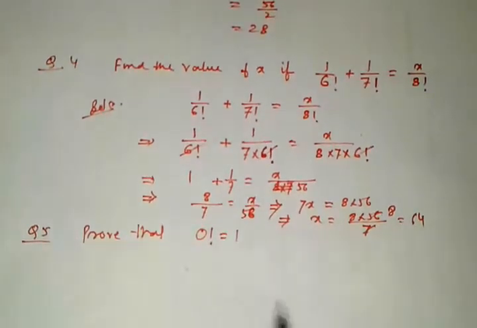Now one important thing to note is that factorial 0 is equal to 1. How can we prove it? Factorial 0 is equal to 1. Solution.